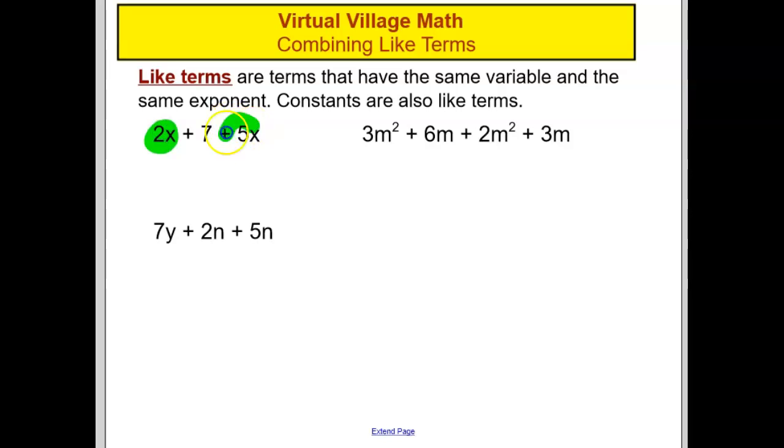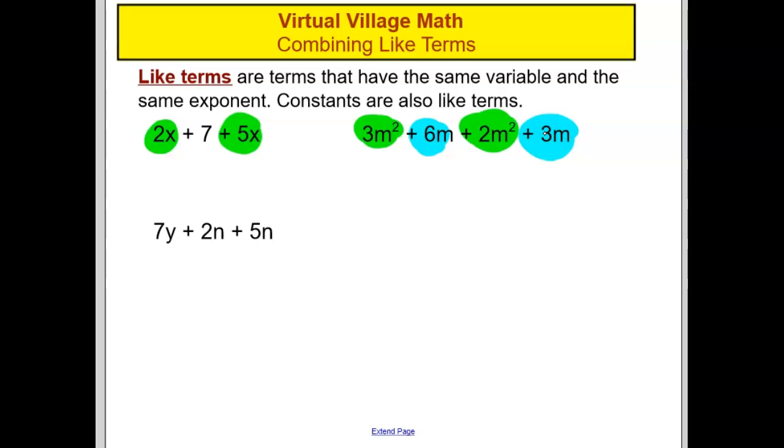We would say 2x and 5x are like terms because they have the same variable. Second expression, 3m squared plus 6m plus 2m squared plus 3m. They all have an m, but they're not all like terms. 3m squared would be a like term with 2m squared because they both have an exponent of 2. And then 6m and 3m would also be like terms, but not like terms with the other two terms.